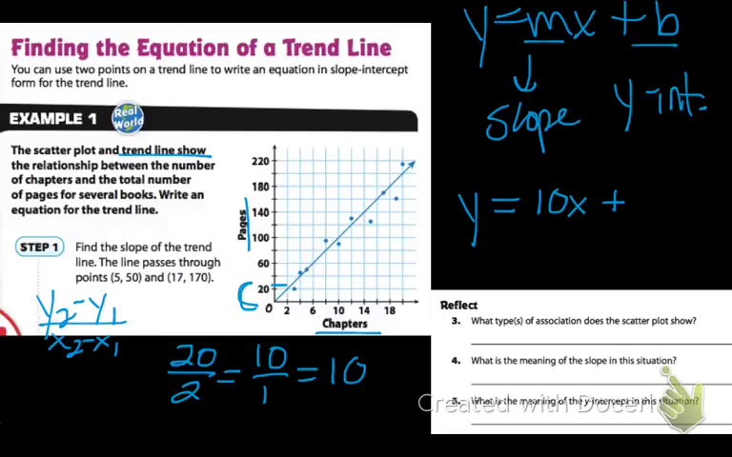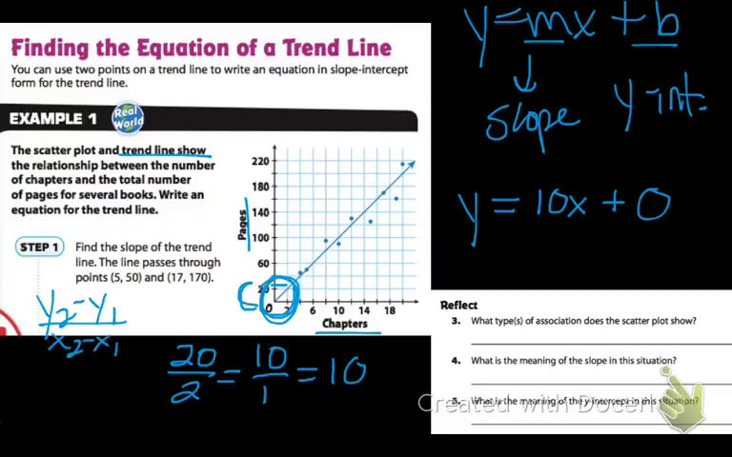Now I also need to find a y-intercept. I know that my y-intercept is where my line crosses my y-axis. As I look at that, I do see that my y-axis and my line meet right here at the 0. So my y-intercept is actually going to be 0. So my full equation is y equals 10x plus 0.